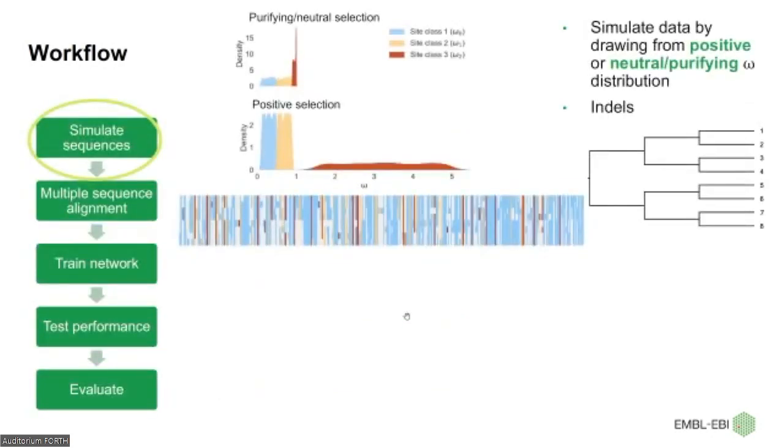So we start by simulating sequences, and we do this because we don't have any, or at least not much, data for which we know the ground truth about its selection status. By simulating, we always know whether the sequences have evolved under positive selection or not. And so we can label our data, and thus it becomes an example of supervised learning.